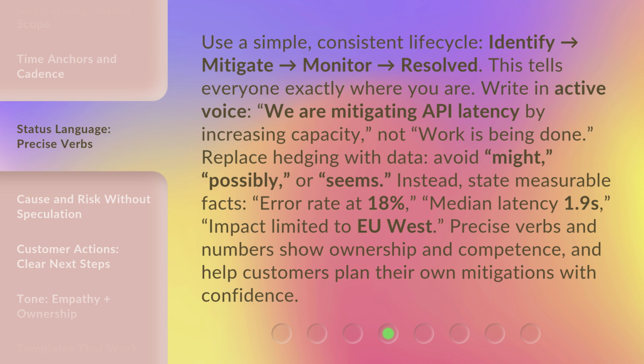Replace hedging with data. Avoid might, possibly, or seems. Instead, state measurable facts. Error rate at 18%, median latency 1.9s, impact limited to EU West. Precise verbs and numbers show ownership and competence and help customers plan their own mitigations with confidence.